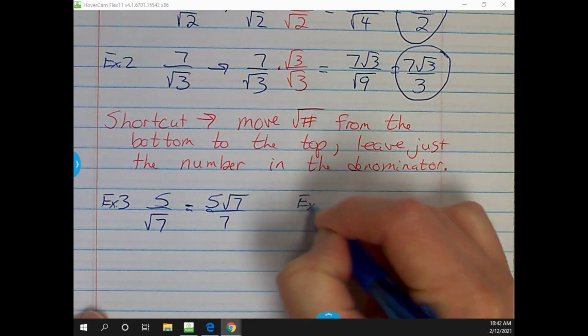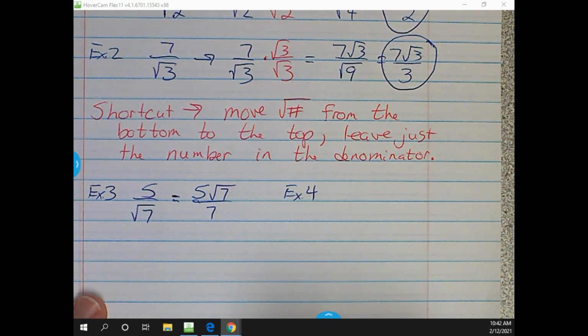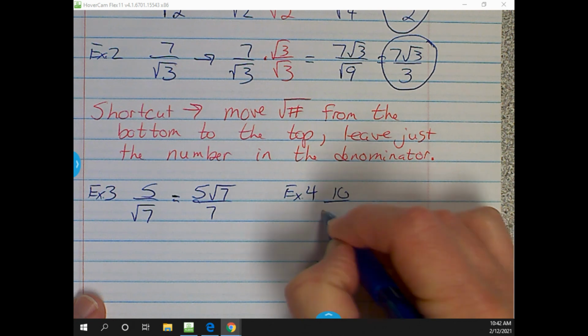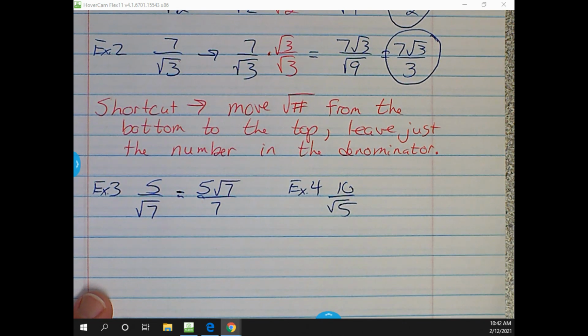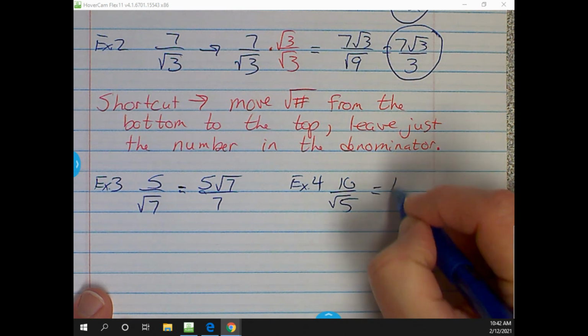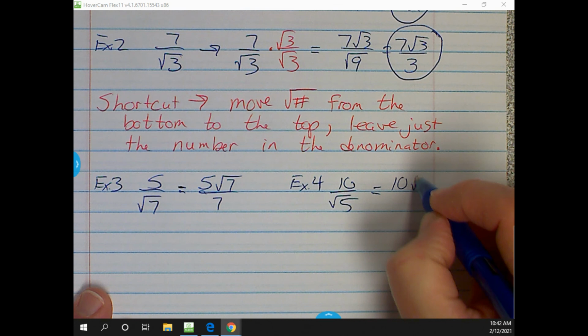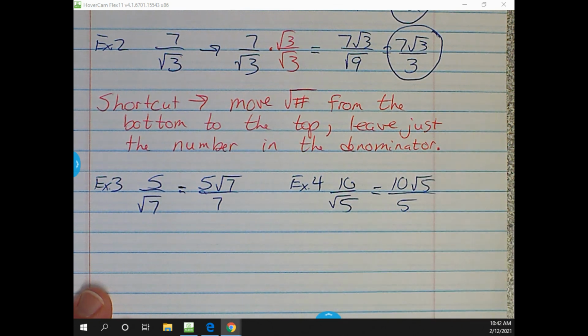All right, here's a worst case scenario that might happen. Let's say it's 10 over the square root of 5. But we're still going to do the same steps. We're going to move the square root from the bottom to the top. On the bottom, you give me just the number.